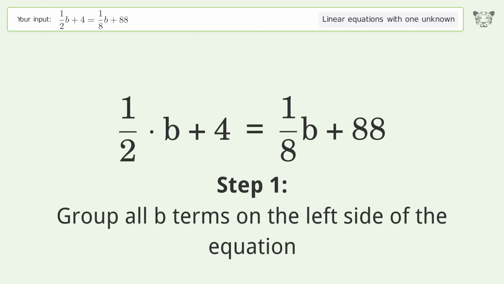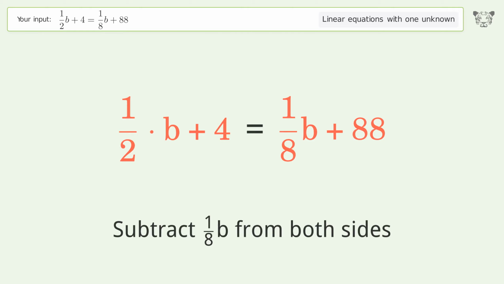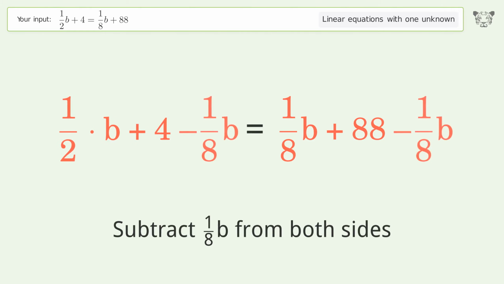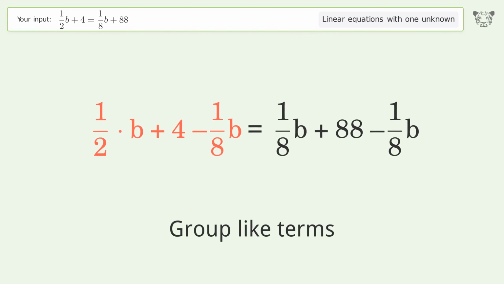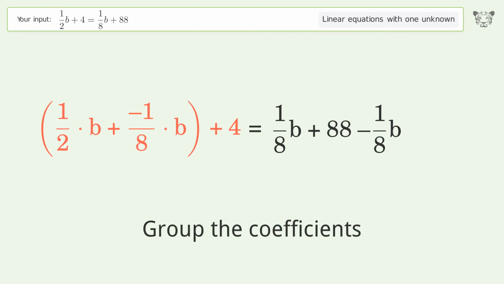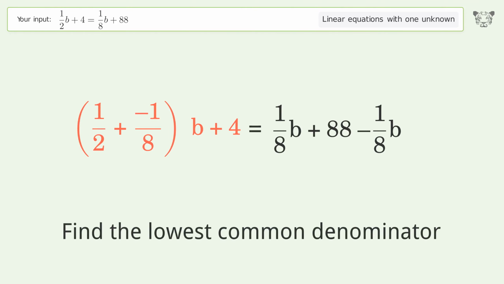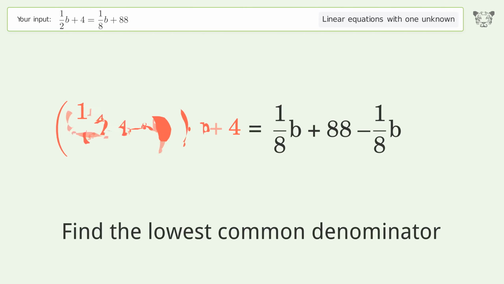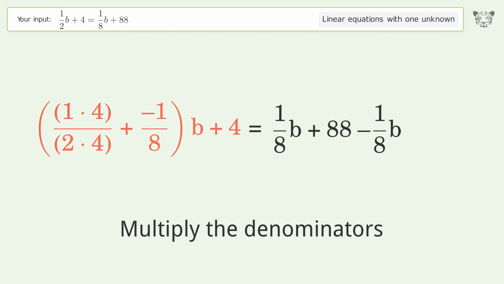Group all b terms on the left side of the equation. Subtract 1 over 8b from both sides. Group like terms. Group the coefficients. Find the lowest common denominator. Multiply the denominators.